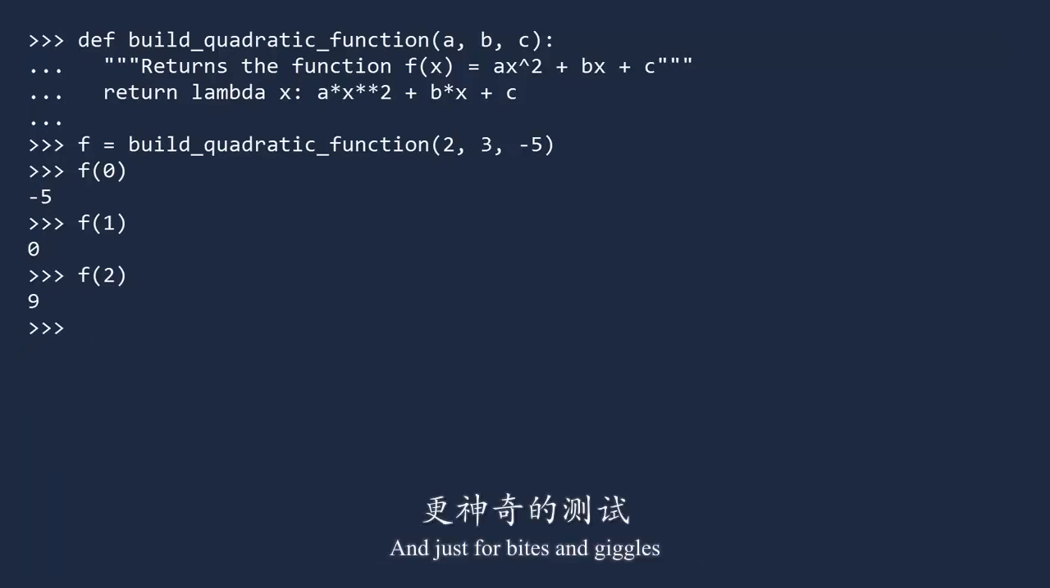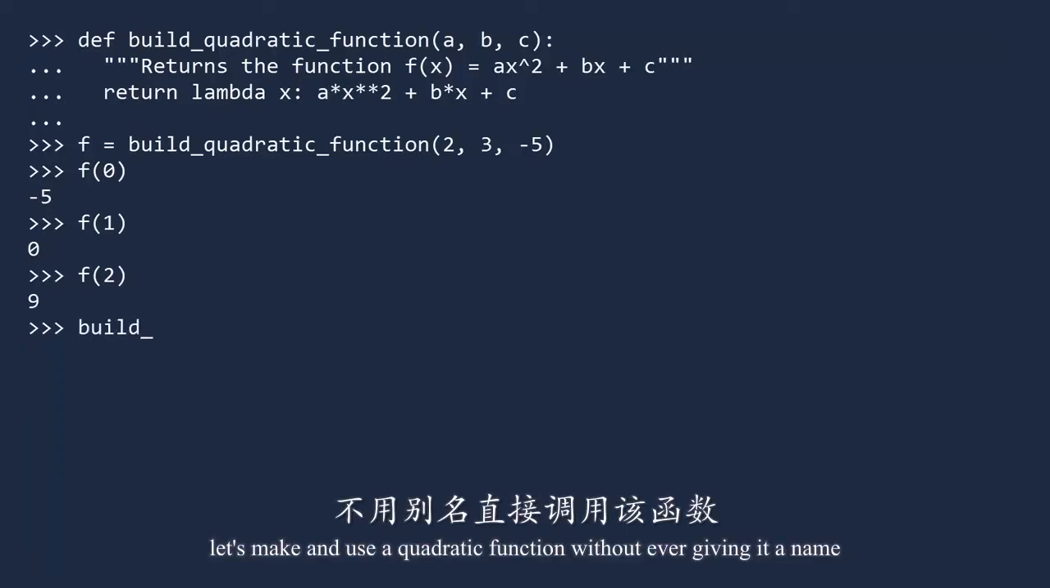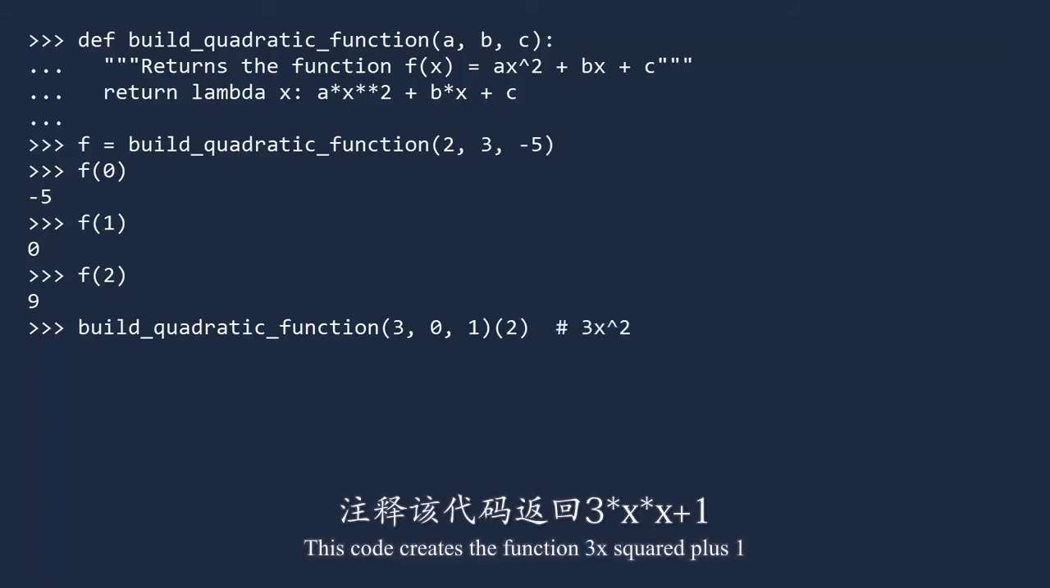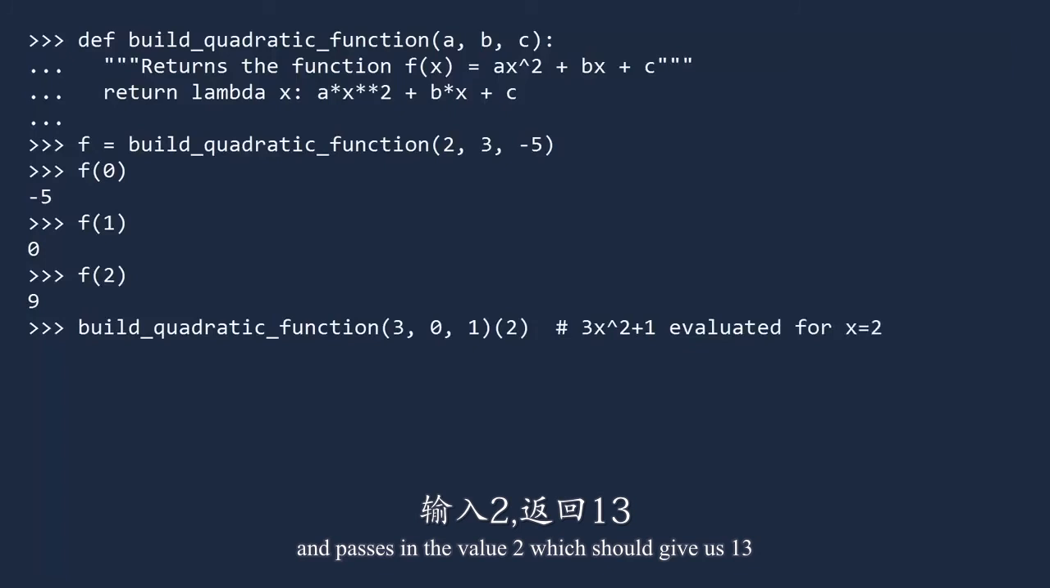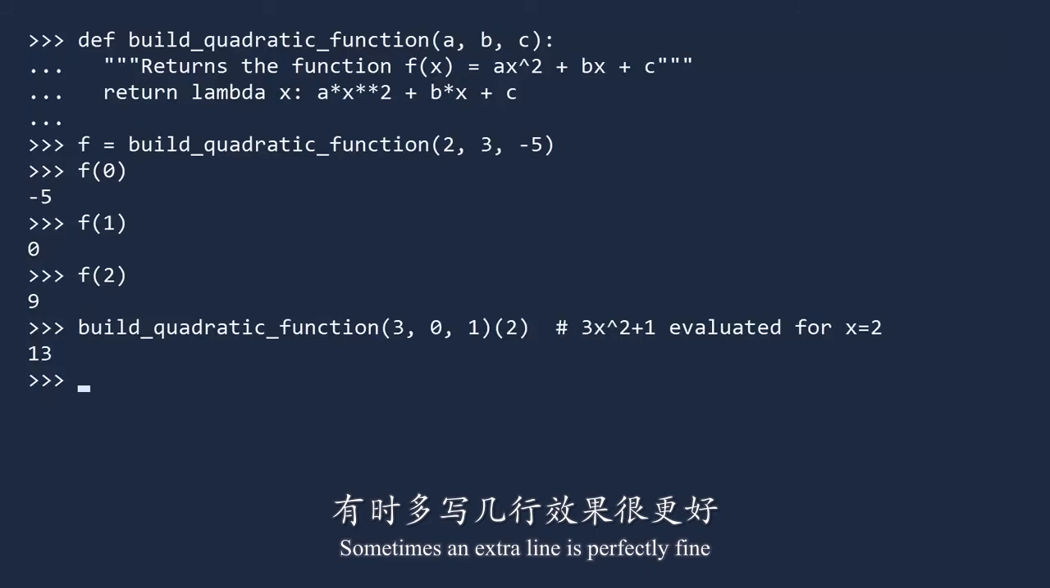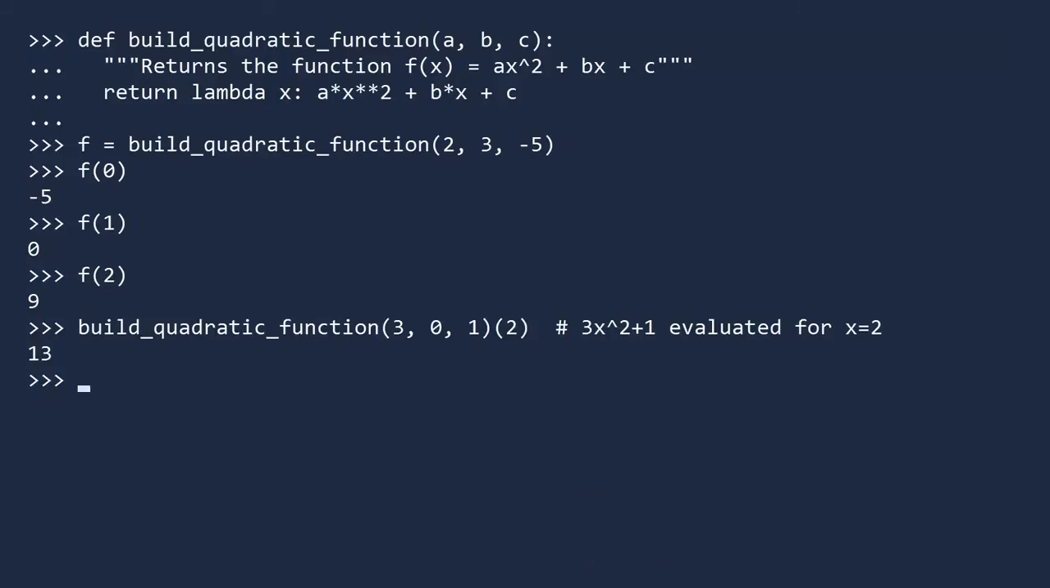And just for giggles, let's make and use a quadratic function without ever giving it a name. Let's create a different function, and then pass in the value 2. This code creates the function 3x squared plus 1, and passes in the value 2, which should give us 13. And it does. This is a useful demonstration, but it is not the most readable code. Sometimes an extra line is perfectly fine.